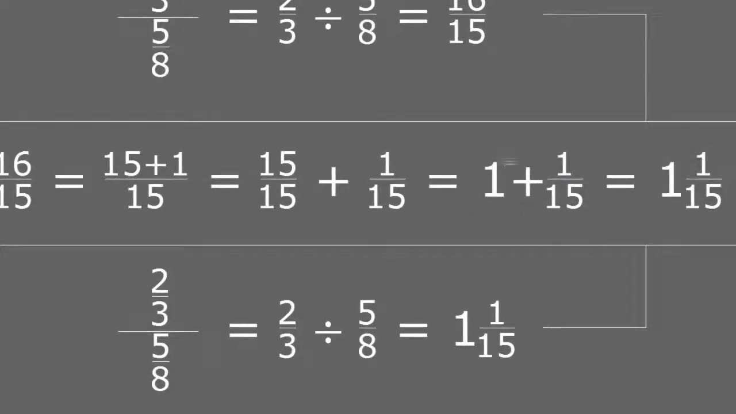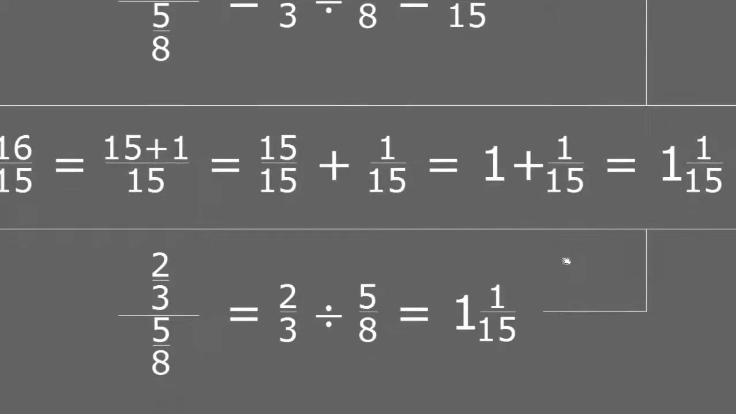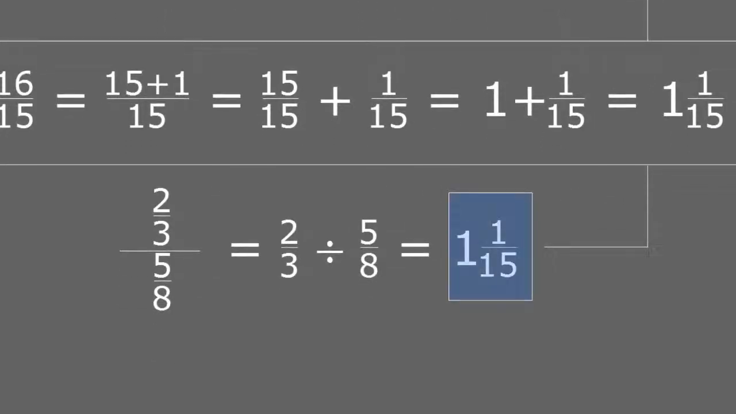And then I can forget about the addition sign because a mixed number is just that. It's an integer and a fraction, and they're basically added together, but I don't have to write that. I just write 1 and 1/15. And that is the mixed number, or the mixed fraction. So 2/3 divided by 5/8 equals 1 and 1/15.